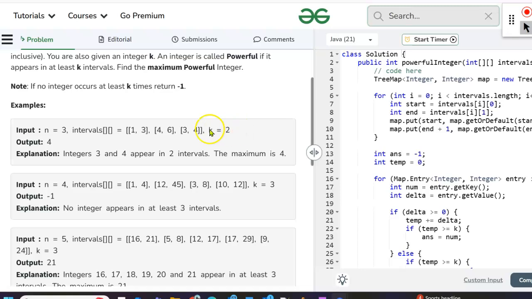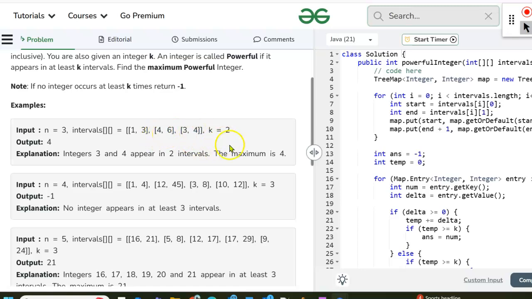The first example is probably the easiest to see what's going on. It might be more fruitful to do a different one, but let's take a look at this one. We have 3 intervals. K is 2. We need numbers that occur in 2 intervals.